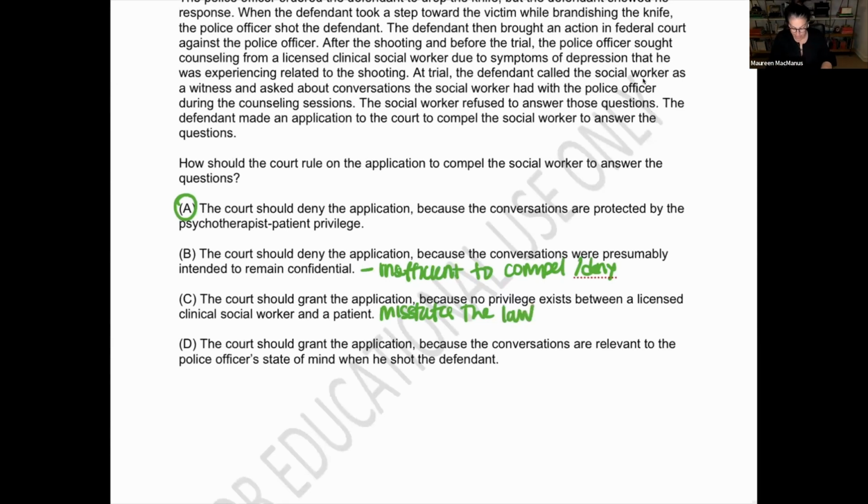D, the court should grant the application because the conversations are relevant to the police officer's state of mind. This is true, but it forgets about the privilege. This happens a lot, where it's actually a true statement, and we've seen this a few times, but it's not what's actually getting at the issue here. It forgets about something. So this forgets about the privilege.